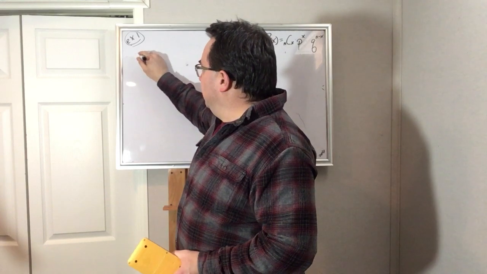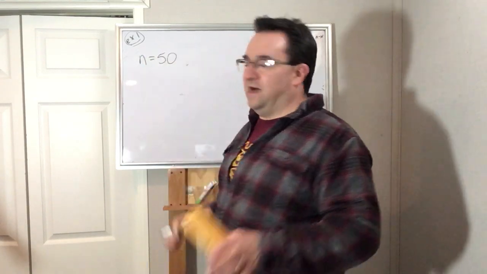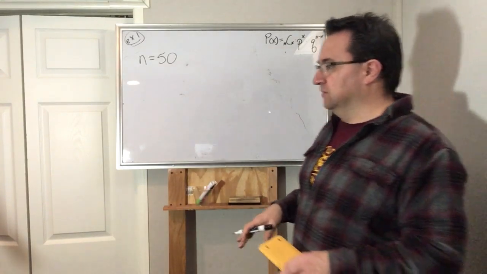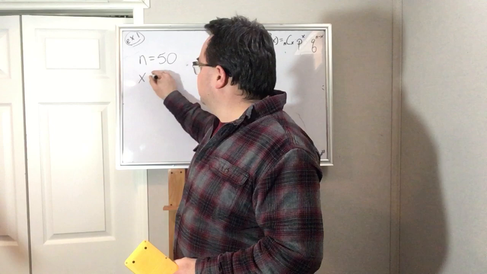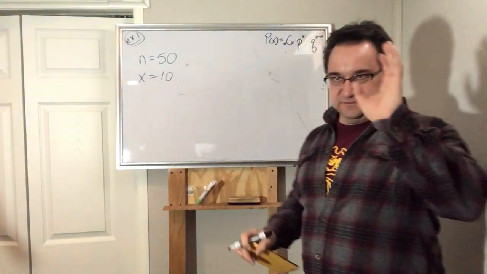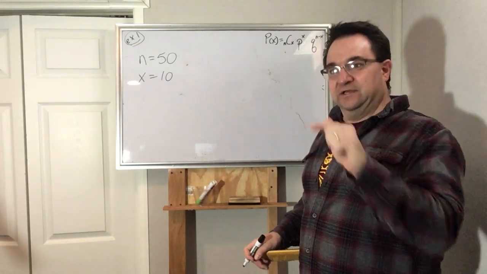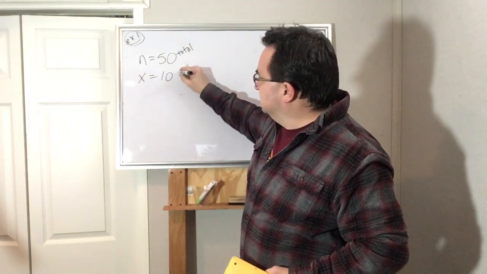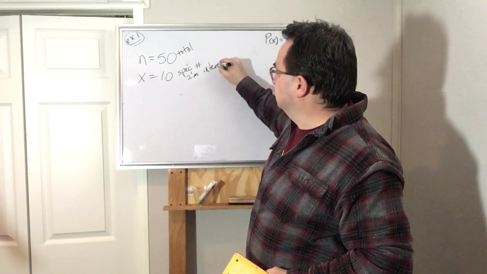All right, so let's just tick them down here. N would be 50 people. I asked 50 people if their favorite color was blue. That's the total number that I'm asking. The number of trials is how we phrase it here. X is 10. X is the specific number I want to know about. Do 10 of those 50 people like blue, yes or no? So N is the total. X is the specific number I'm interested in.